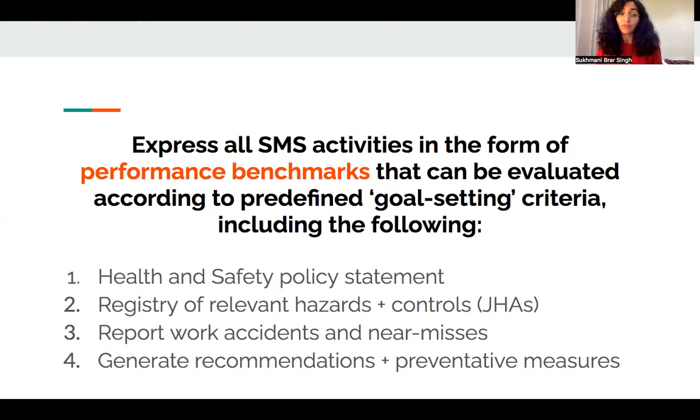For example, you have your health and safety policy statement. You want to have a registry of relevant hazards and controls for different tasks. So these are your job hazard assessments. You want to have reports for work accidents and for near misses, because near misses, if they're not addressed, can result in very expensive accidents. So that's why it's important to not only have a report of work accidents, but you also want to have those near misses.